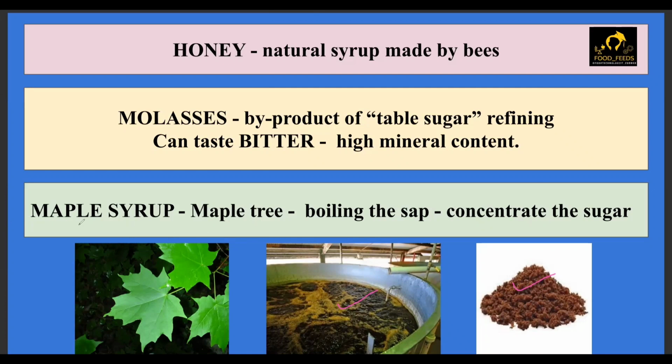So the next one is maple syrup. And this is extracted from the tree, that is maple tree. Here you can see the leaves of that. So usually the sap which is taken from this maple tree is high in water. So we need to boil that sap till a necessary evaporation temperature so that we get a concentrated form of the sugar. And it takes almost 40 liters of sap in order to get 1 liter of maple syrup.